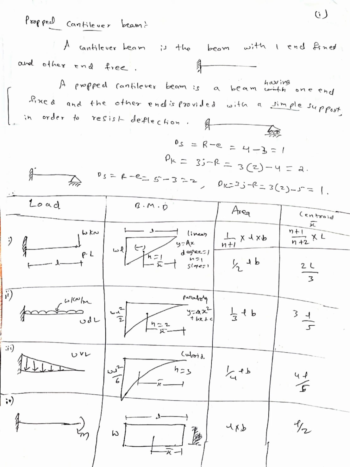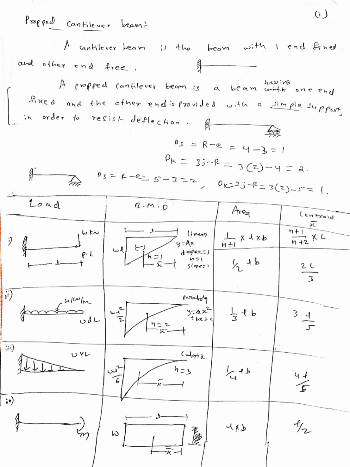If you take a propped cantilever beam with one end fixed and the other end a roller support, the degree of static indeterminacy is total reactions minus equilibrium equations. So 4 minus 3 equals 1. Total number of reactions is 4. How 4? At the fixed support it is 3 and at the roller support it is 1. So total 4 minus equilibrium equations 3 is 1. The degree of kinematic indeterminacy formula is 3j minus r. Joints 2. So 3 into 2 minus total number of reactions 4. So the degree of kinematic indeterminacy is 2.